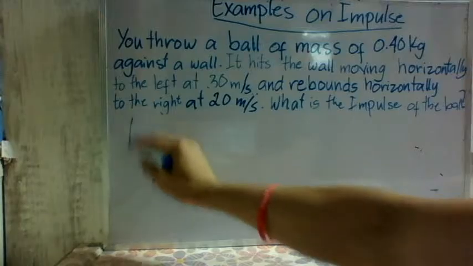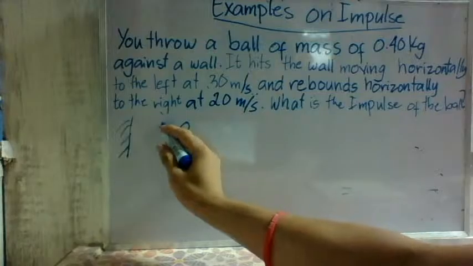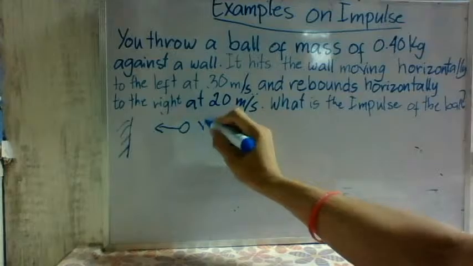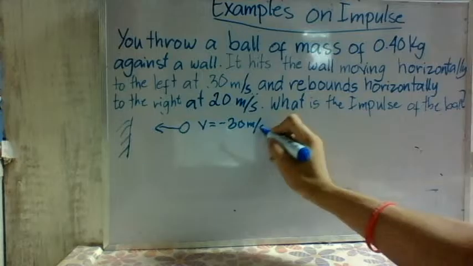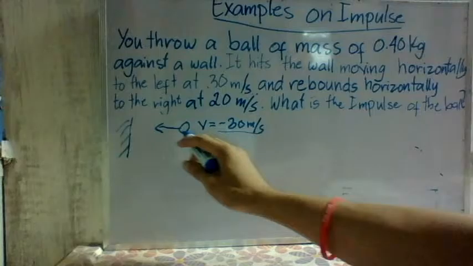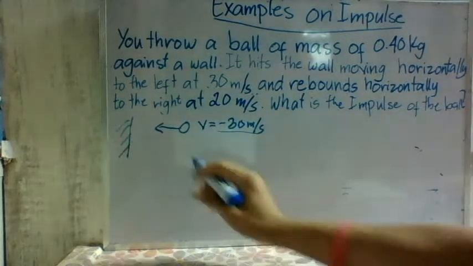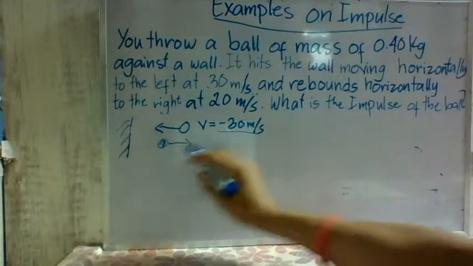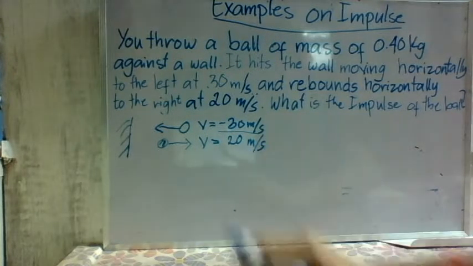So natay wall, imong gilabay ang ball paingon sa left, horizontally to the left, ug natay velocity nga negative 30 meters per second. So atong tandaan, negative atong velocity tungod paingon siya sa left side. Ug pagbangga sa bola sa wall, nibalik siya paingon sa right. Ug naa siya velocity nga 20 meters per second.